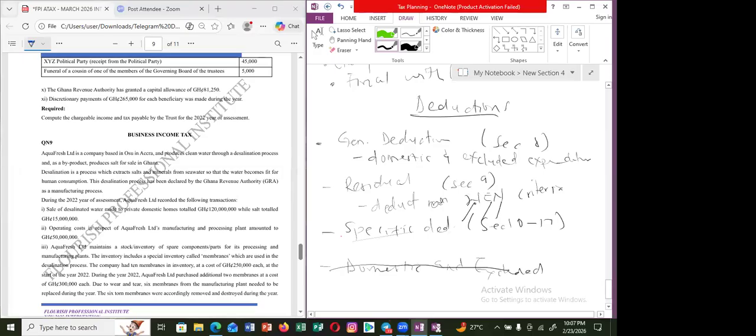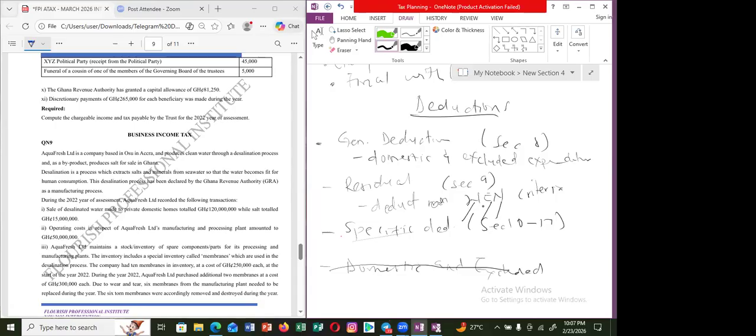So wholly basically means the expense must be entirely for the purpose of the business. Exclusively means it should be solely used to generate income. And necessarily means it must be essential or unavoidable in the running of the business. The expense should be such that without it, you couldn't have run your business smoothly, okay?